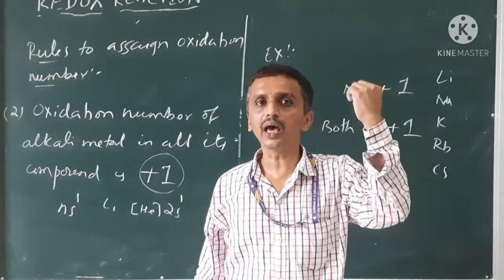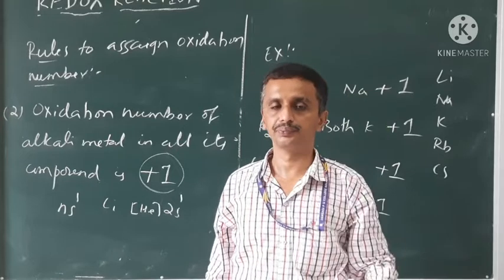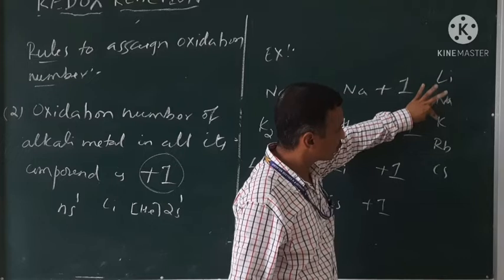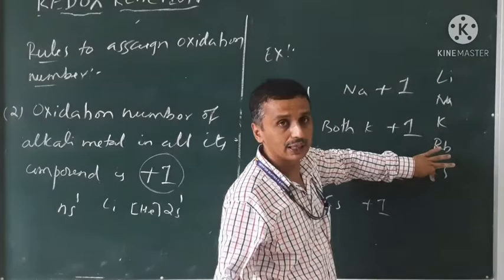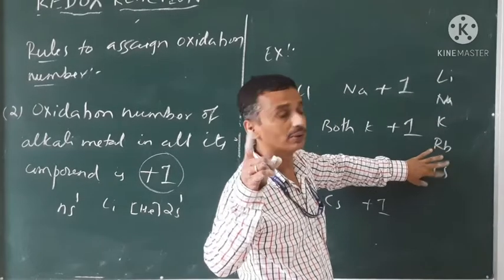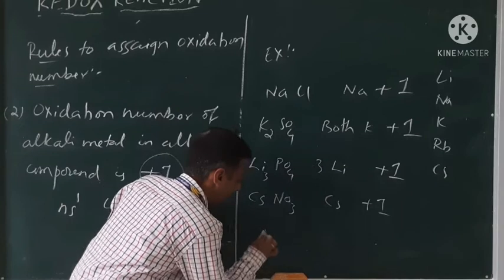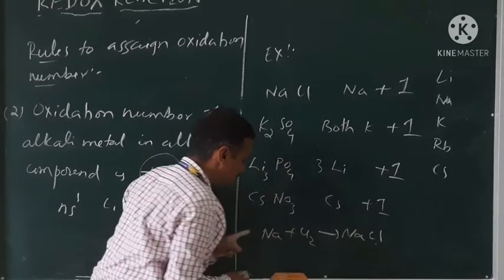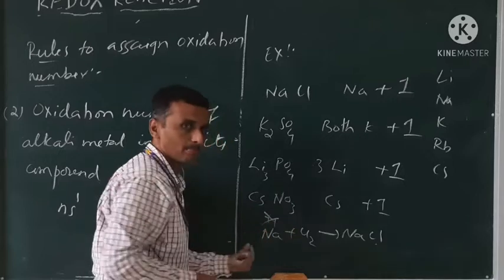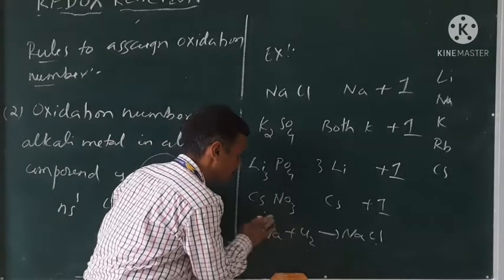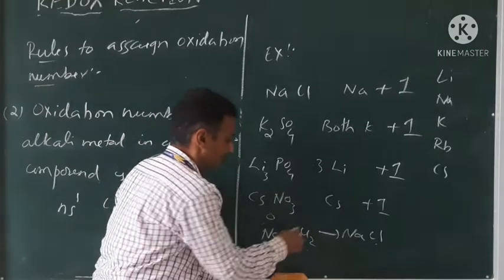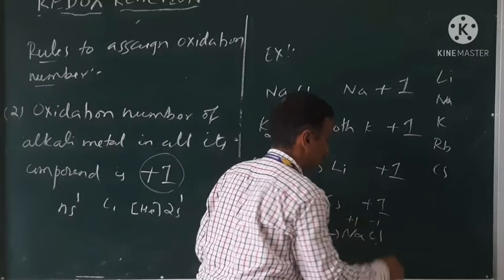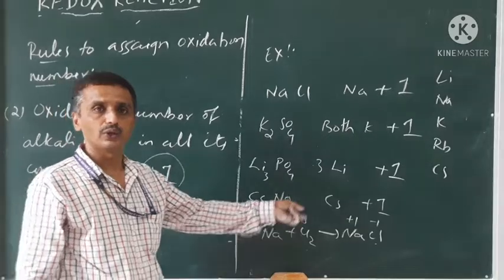We need this to calculate the oxidation number. So whenever any compound contains lithium, sodium, potassium, rubidium, cesium, you have to put it as +1. Now take up this example. Na plus Cl2 giving NaCl. Here don't put +1 for the reactants because they are in the elemental state. Here you have to put 0. Whereas here you have to put +1 and -1, because we know the molecule as a whole is neutral.